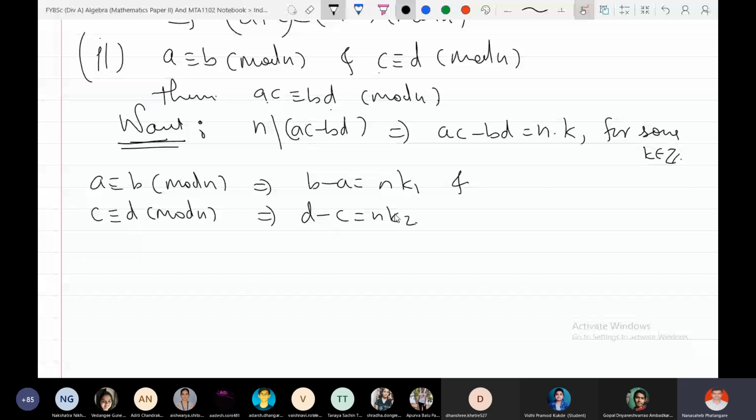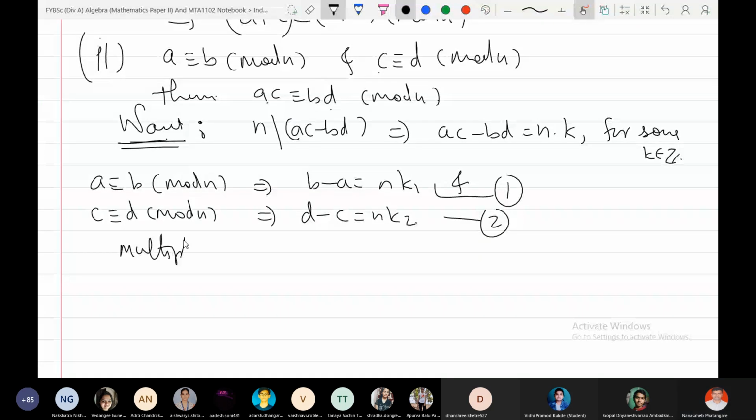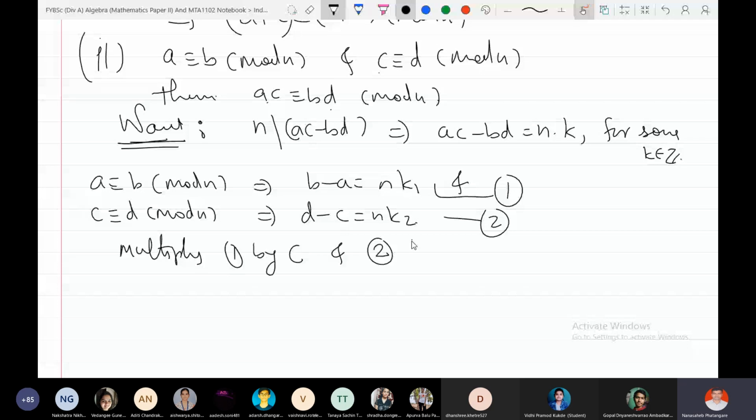So let us call this expression 1, expression 2. So multiply 1 by C and 2 by B. Why am I doing this? Because I want something, I know what is expected, and so in view of this expected expression, I am doing this step.